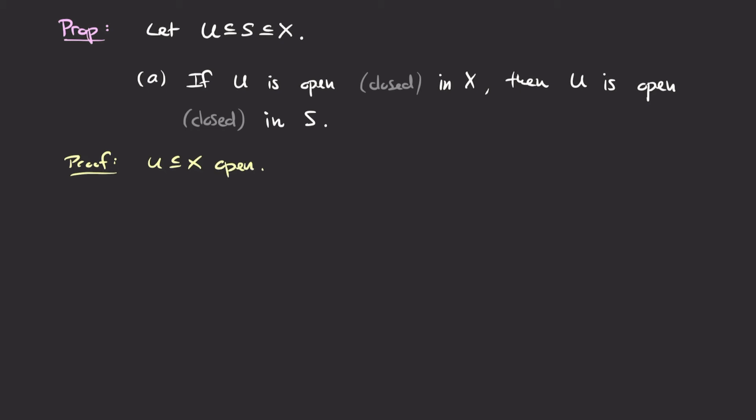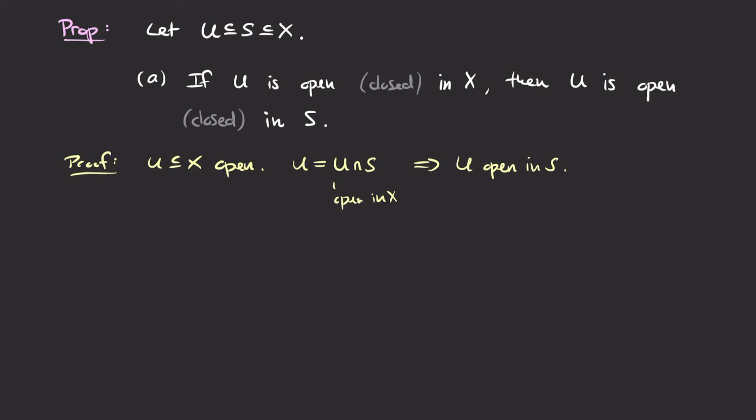Now, by assumption, U is a subset of S. That's our hypothesis up here. So we can rewrite U as U intersection S. And now because U is open in X, by definition of what it means to be an open set in the subspace topology, this means that U is open in S. Namely, the open sets in the subspace are precisely intersections of open sets of the larger space with S. And this is how we've been able to write U here. So that already concludes the proof for this part A, looking at the open subsets.